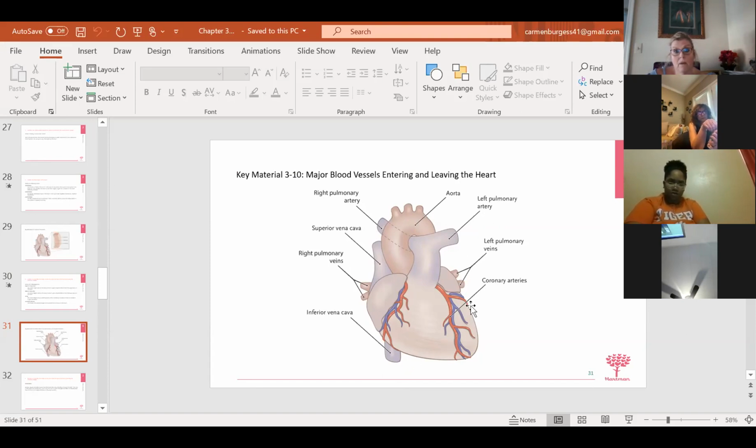Your right pulmonary artery, your left pulmonary artery. Left pulmonary veins. What are these? These are your coronary arteries. These are the ones that feed the blood to the heart and feed the nutrients to the heart.